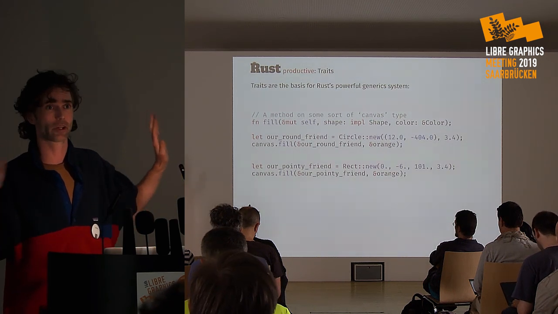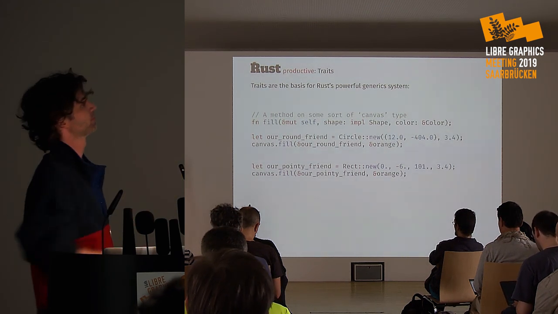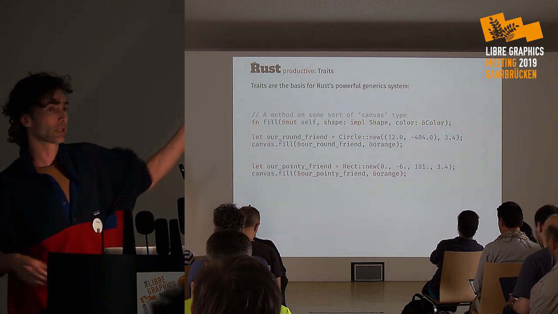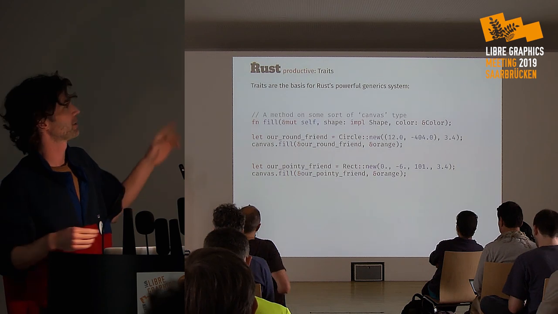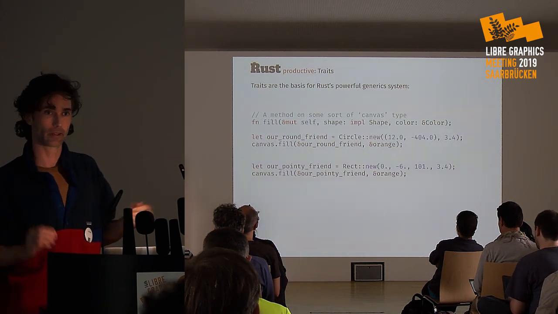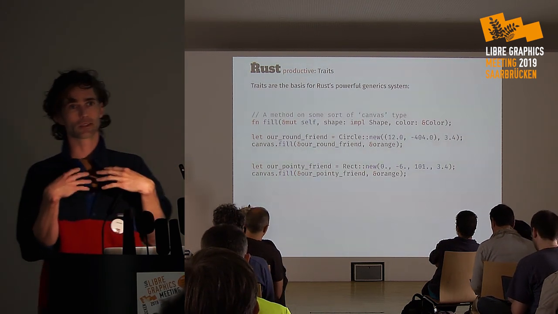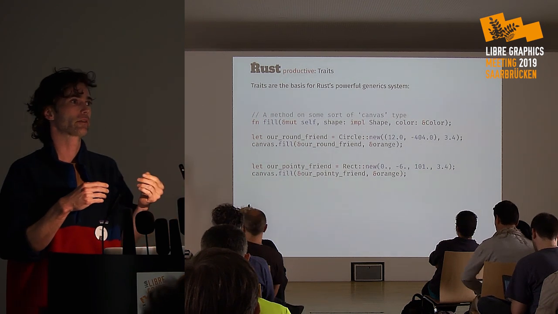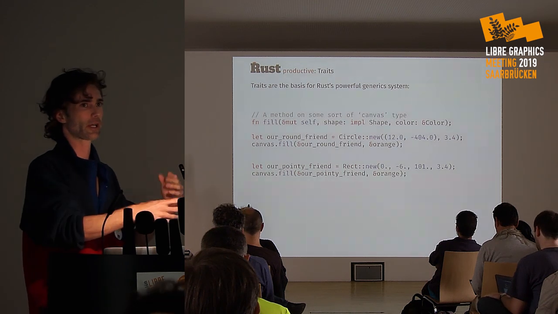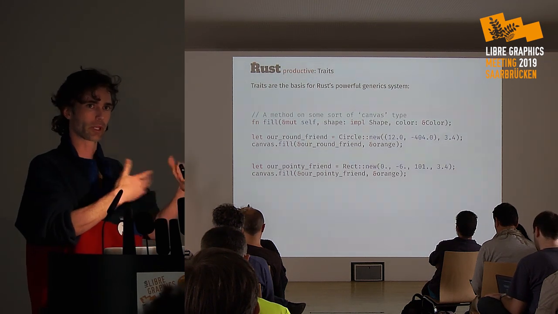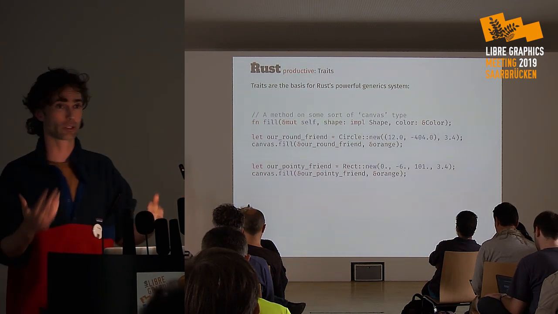It's just an abstraction for the thing that you're drawing to. Here we can make a circle and pass it to this method, make a rectangle and pass it to that same method, and this is what it looks like to us writing it. The thing to note is that we're not having to write fill rect and fill circle and give them special quick implementations that take advantage of the particular properties of those particular shapes.